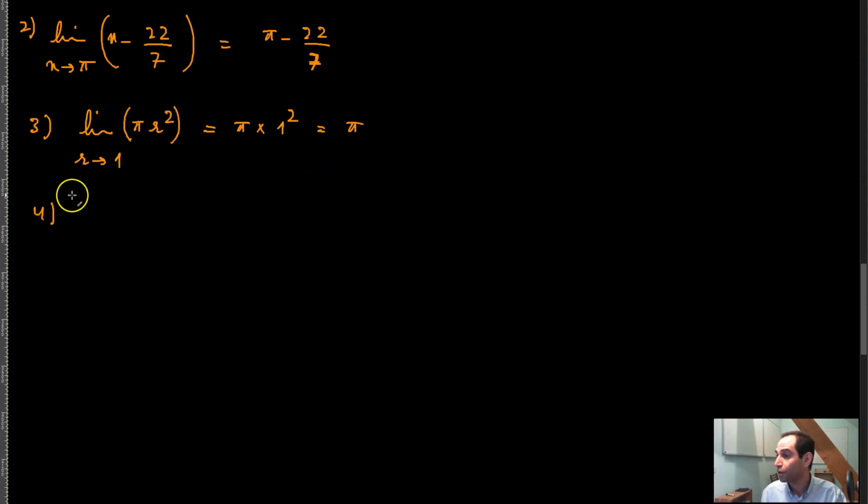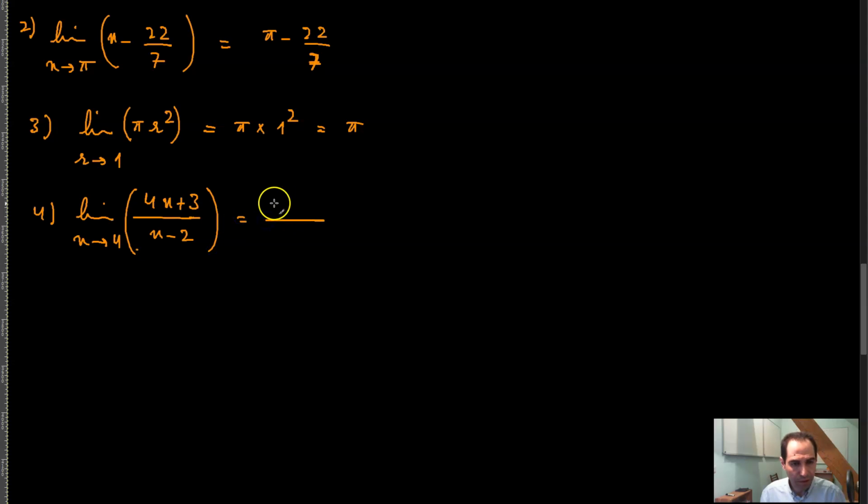Number 4, you have the limit of 4x plus 3 over x minus 2 as x tends to 4. This is a rational function, so first you need to evaluate the numerator and denominator, substitute a in the numerator and denominator and see what happens there. If you get a zero in the denominator, then there are all of those cases that we talked about. But 4 minus 2 is equal to 2, so you're not going to get a zero.